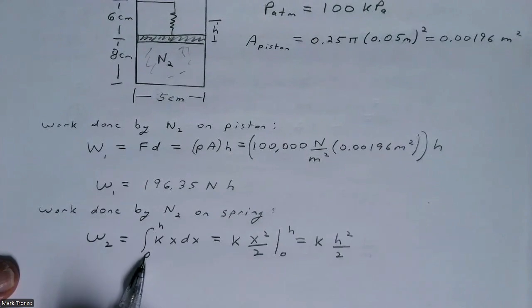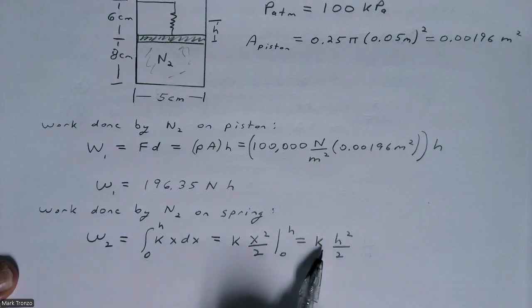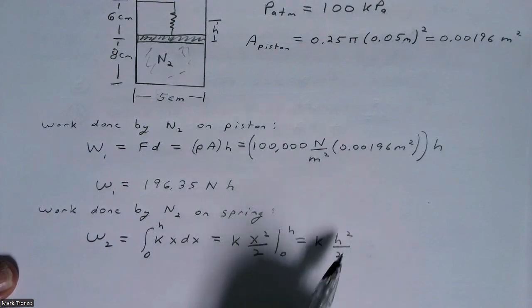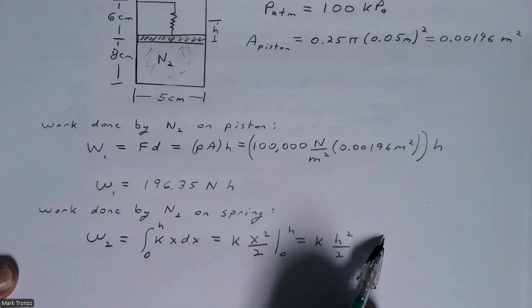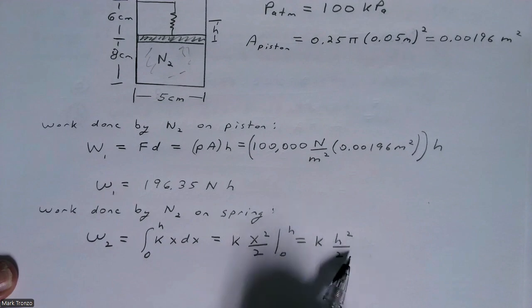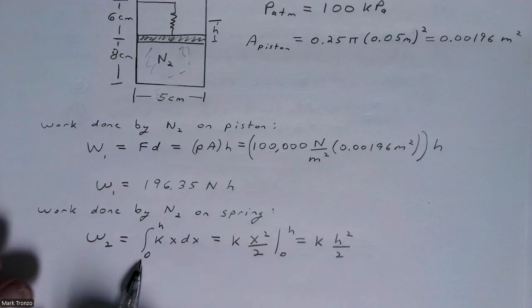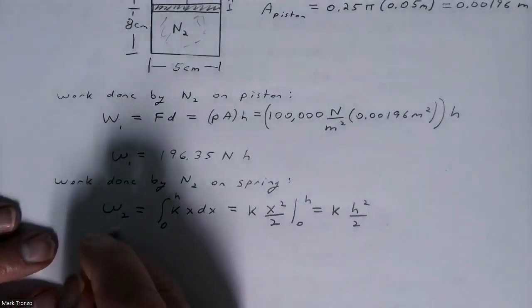If we had started with the spring compressed, then this would not have been 0 here. So we would have had k times h squared over 2 minus something else, maybe some L squared over 2, all times k. But in this case, we started with no compression of the spring.